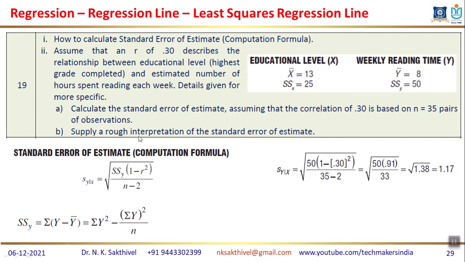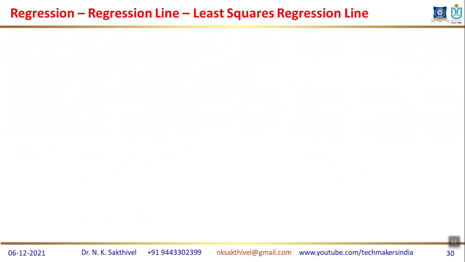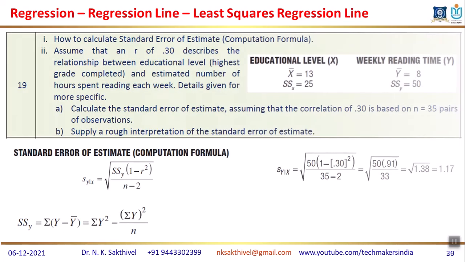Now, supply a rough interpretation of the standard error of estimation. Here there is no calculation. What is your interpretation of the standard error of estimation? There is an error, it is noticed, and the error needs to be minimized. That is a very important one. So you can understand. First, this is calculated as 1.17, and based on this value I am giving a comment.